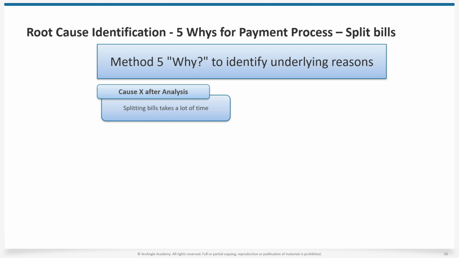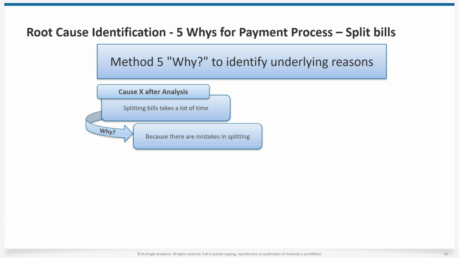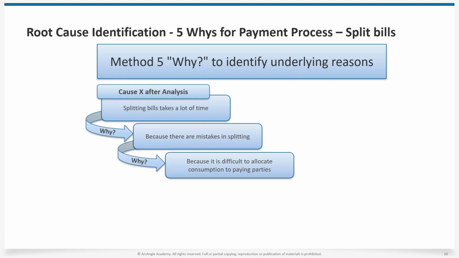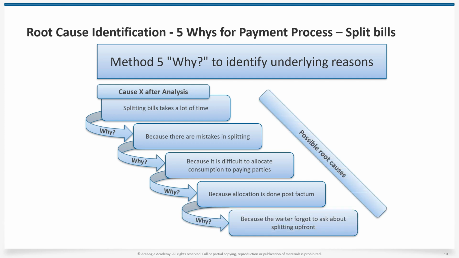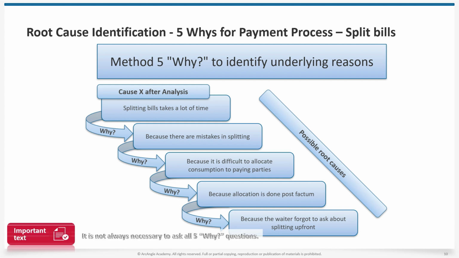Let's go through the example. Issue: splitting bills takes a lot of time. Why? Because there are mistakes in splitting. Why? Because it is difficult to allocate consumption to paying parties. Why? Because allocation is done post factum. Why? Because the waiter forgot to ask about splitting up front.